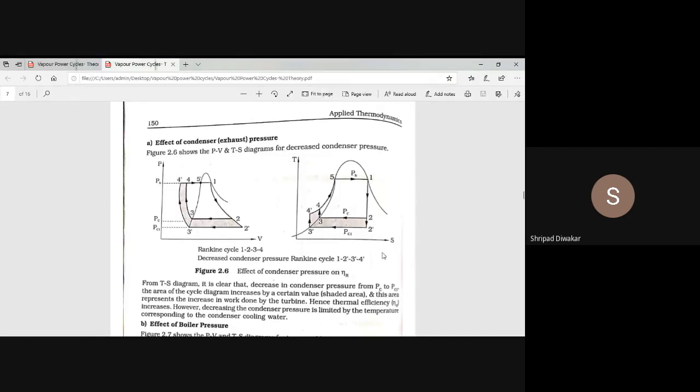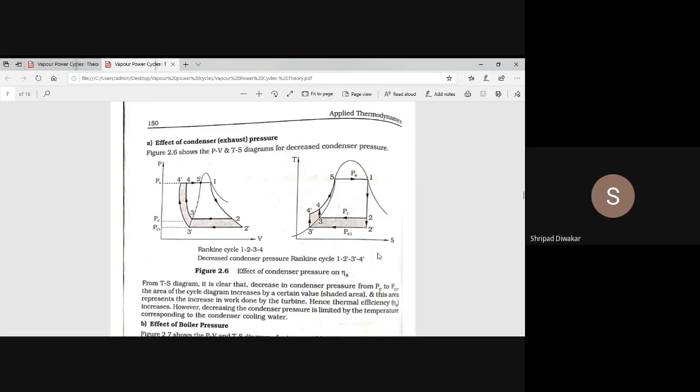Any doubts, guys, in this one? First you analyze the PV diagram and TS diagram. Any doubts? Okay, so next I'll proceed, regarding the explanation part.